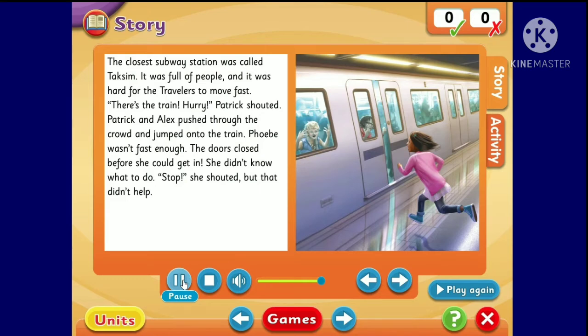Patrick and Alex pushed through the crowd and jumped onto the train. Phoebe wasn't fast enough. The doors closed before she could get in. She didn't know what to do. "Stop!" she shouted, but that didn't help.